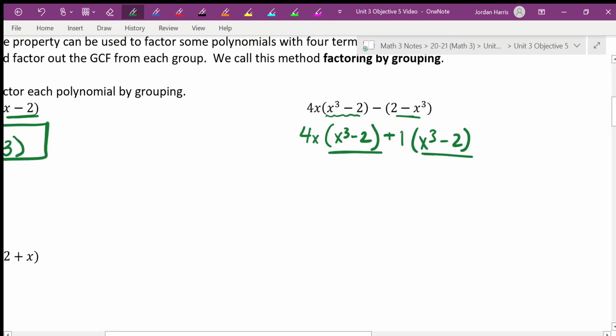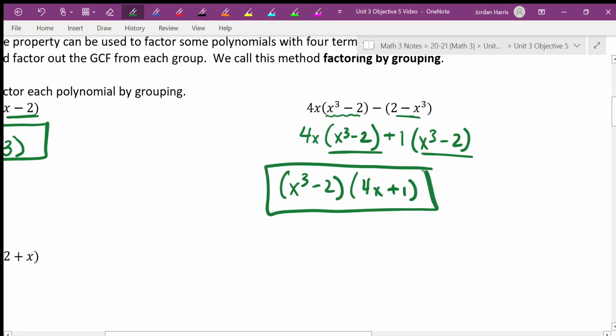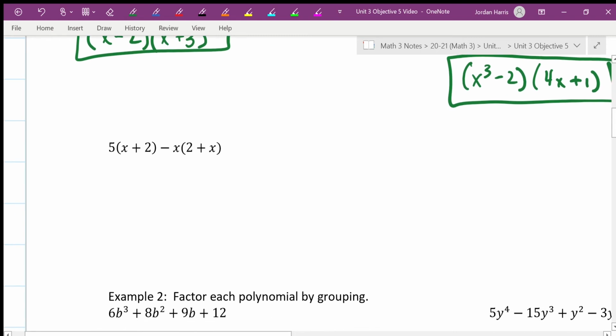Now they match. So I can take out an x cubed plus 2 or minus 2 from each one, and I'm left with 4x plus 1. One thing to remember is you should always have at least 1 left. Okay, I write it here because a lot of people forget that there is a 1 in front. There's always at least 1 left. It never goes to 0.